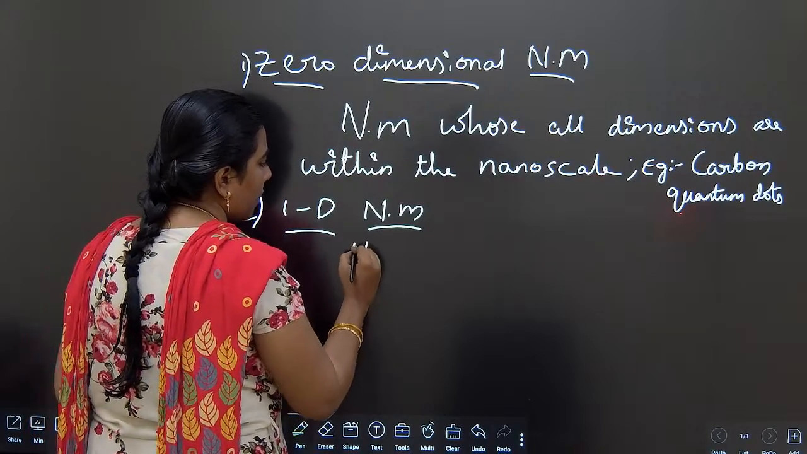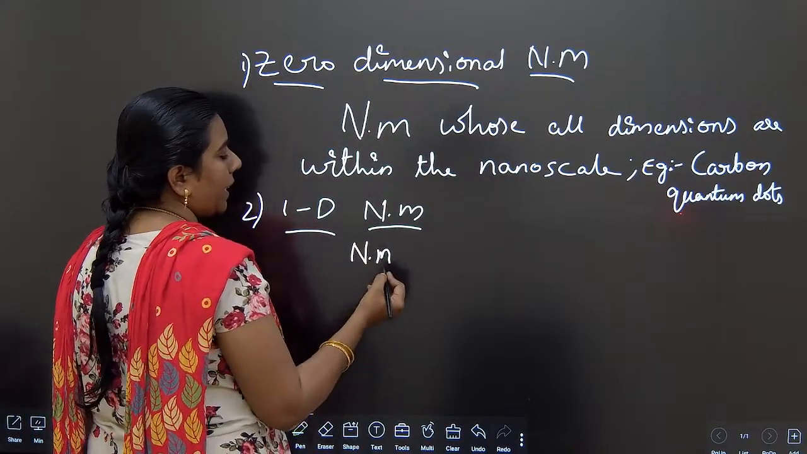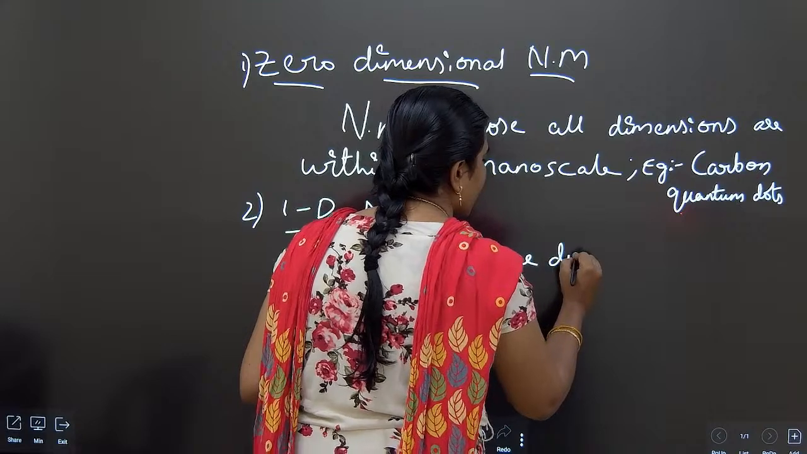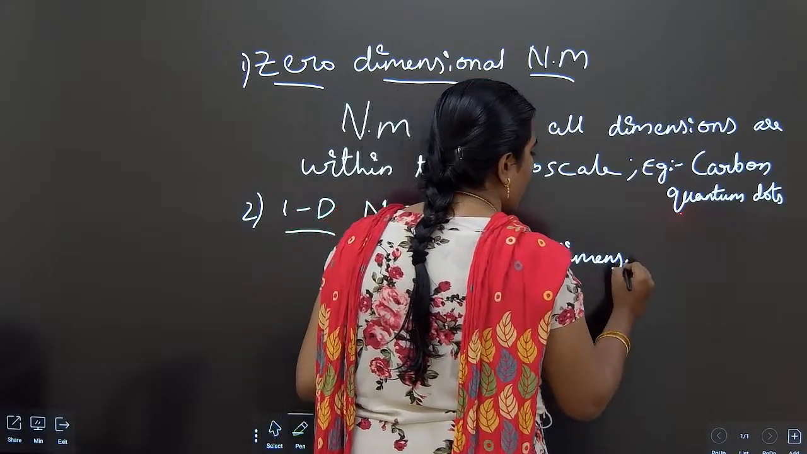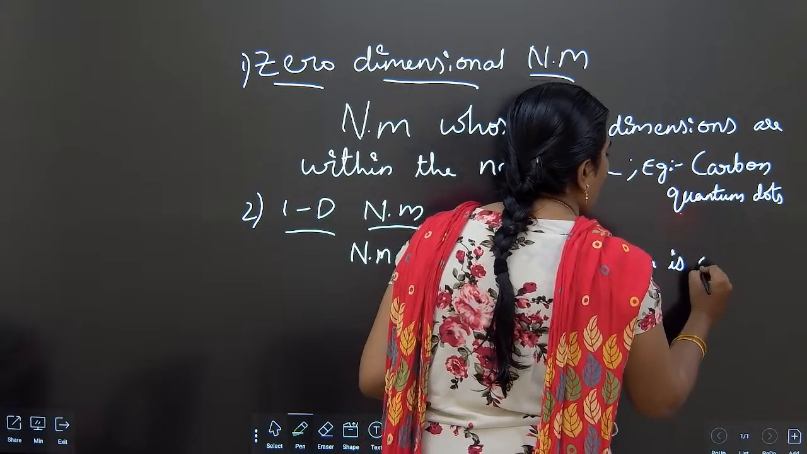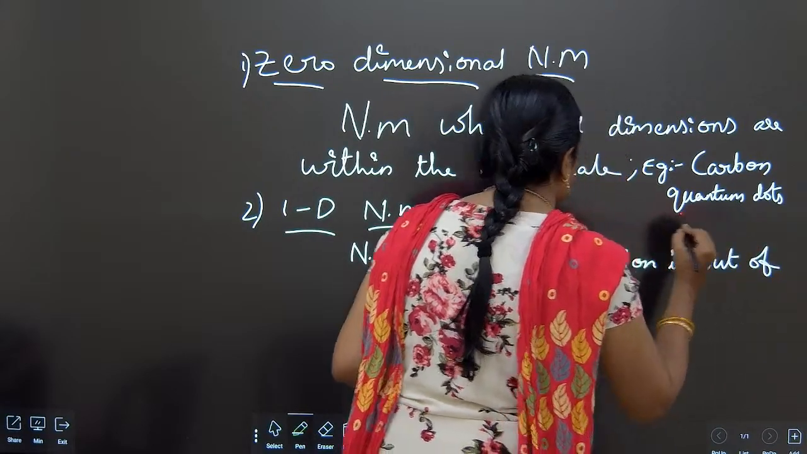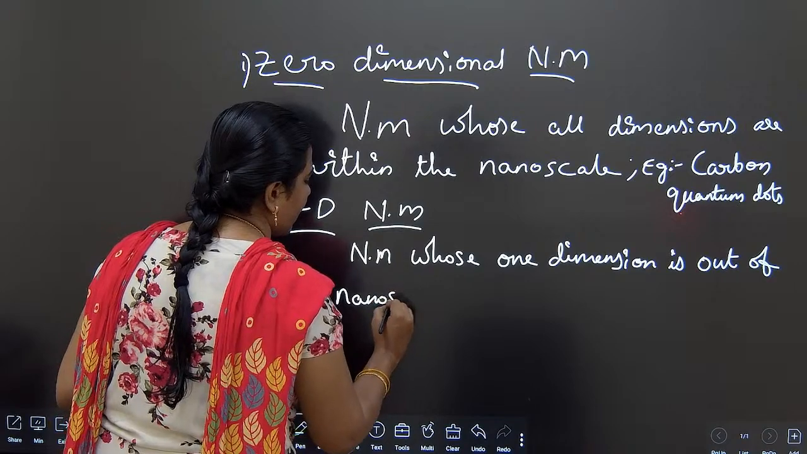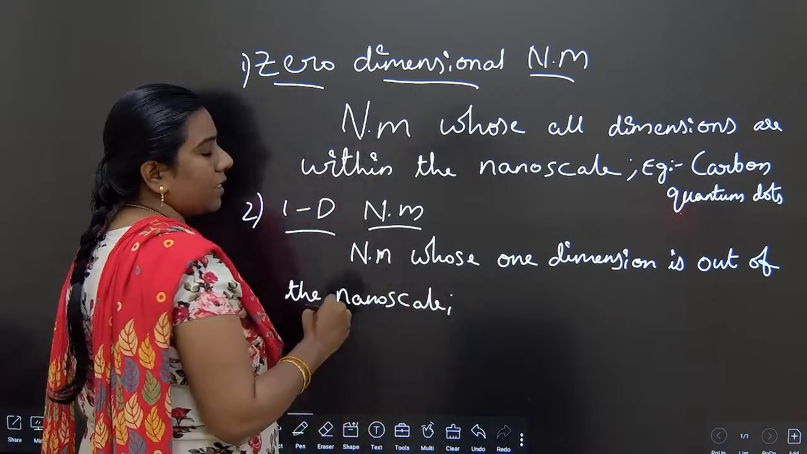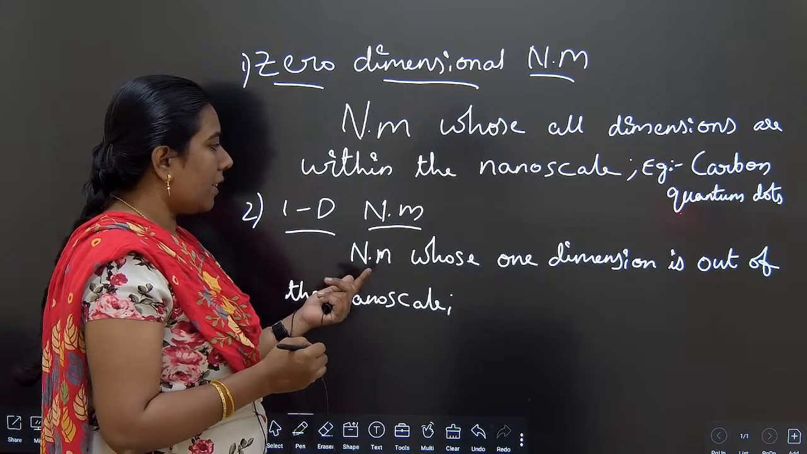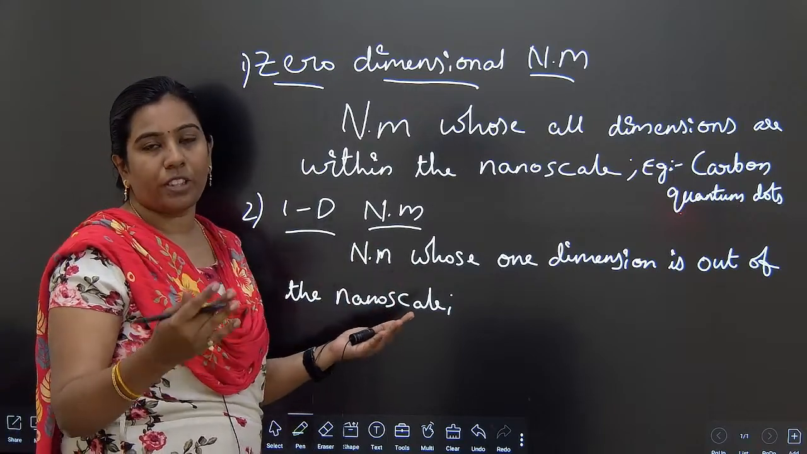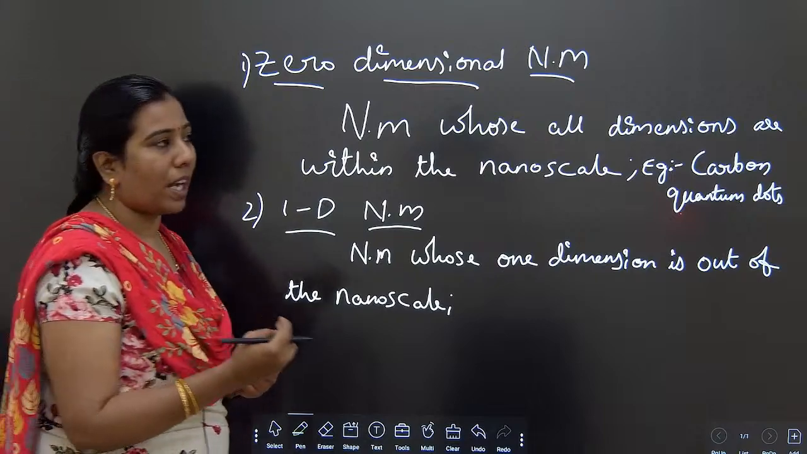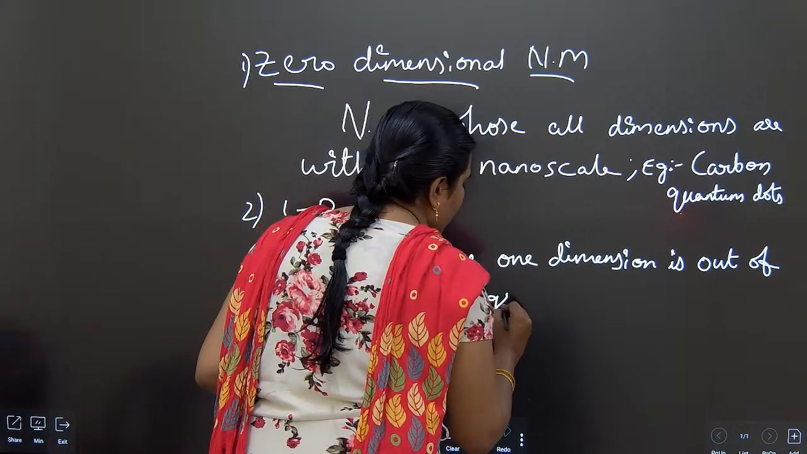And for one dimensional nanomaterial, the nanomaterial whose one dimension is out of the nanoscale is called a one dimensional nanomaterial. And examples are nanowires and nanotubes.